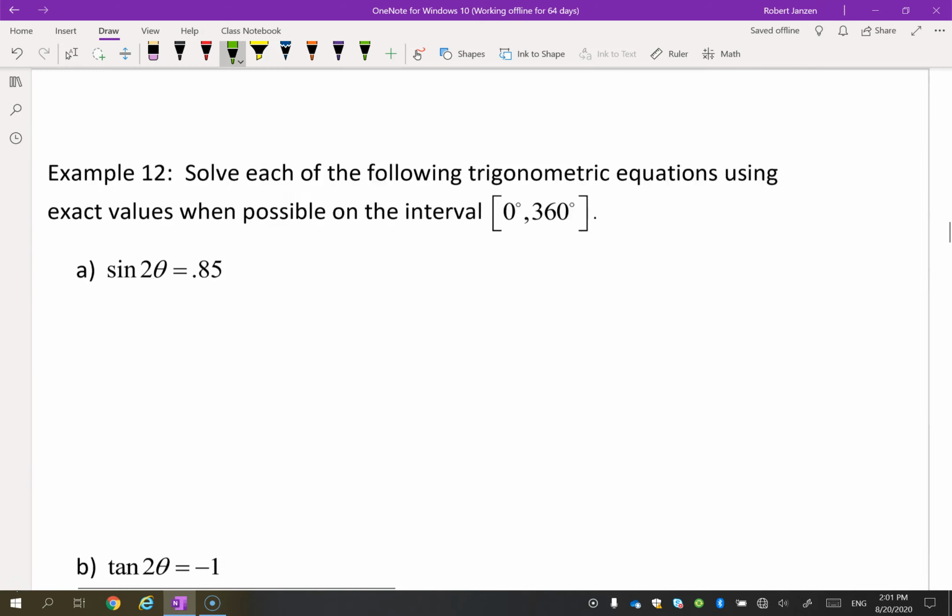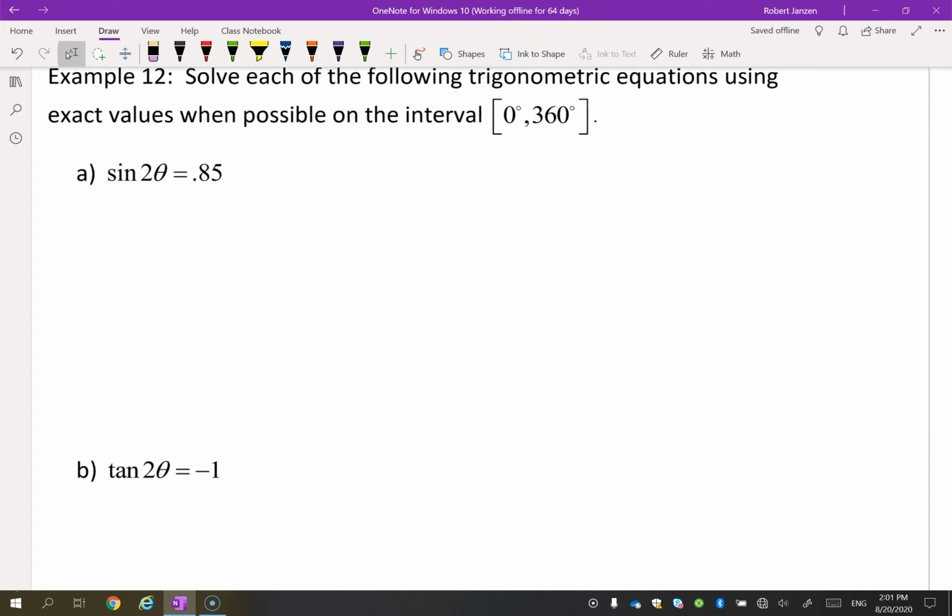Okay, we'll try a few with non-exact values, see if that's any different. So sine is positive here and here. We have to find the reference angle for this one. Now be careful, we're in degrees. So I'm going to put 0.85 and go second sine. I get 58 degrees.